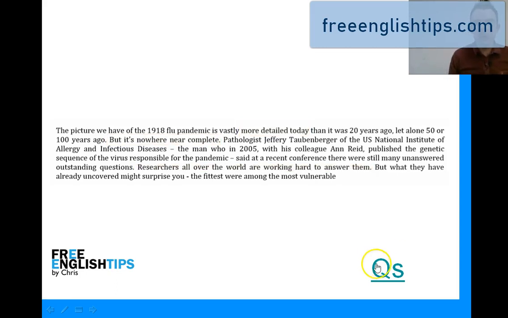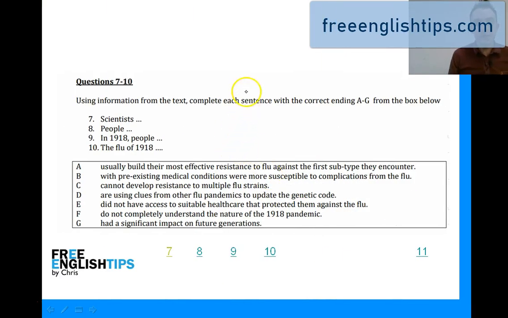So if we look at the most appropriate answer here, we will notice that the answer is going to lie in F here. It says that scientists do not completely understand the nature of the 1918 pandemic. So the answer to question 7 is F. All right.